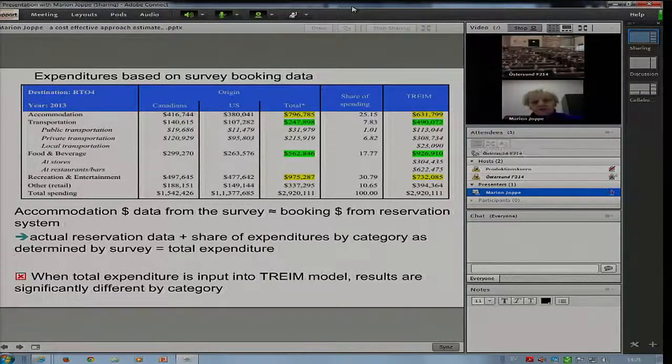And as you can see, accommodation was significantly underestimated by the TRAIN model, as was recreation and entertainment. Now, again, this is largely due to the theater tickets being fairly expensive and therefore not surprising. On the other hand, transportation is severely overestimated. And this is because even the flight information, the trips by air, would be imputed to regions and shouldn't be in the case of RTO4.